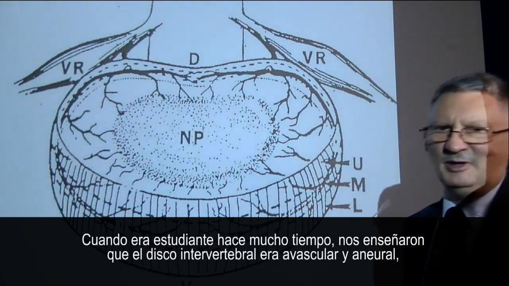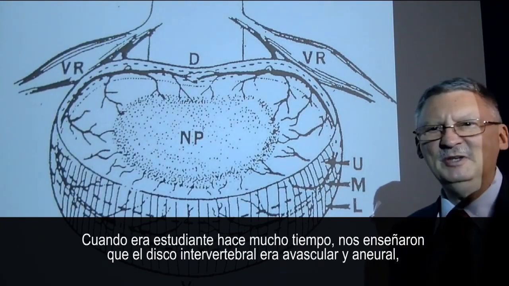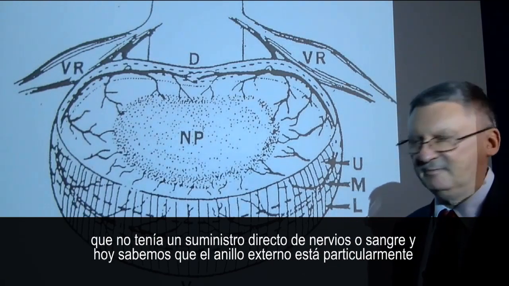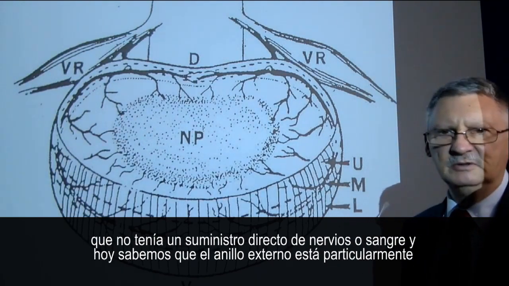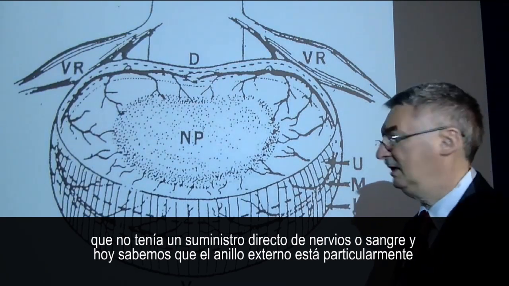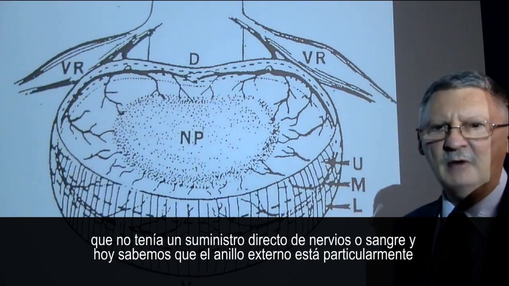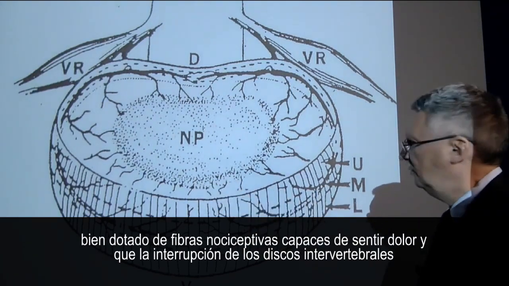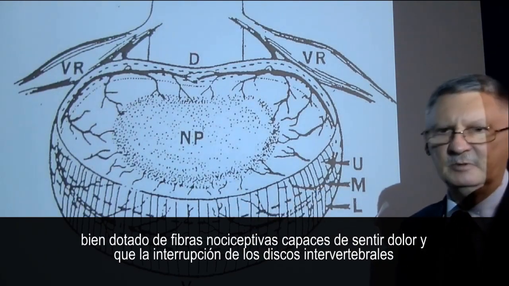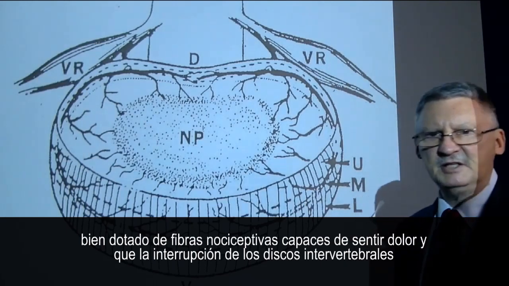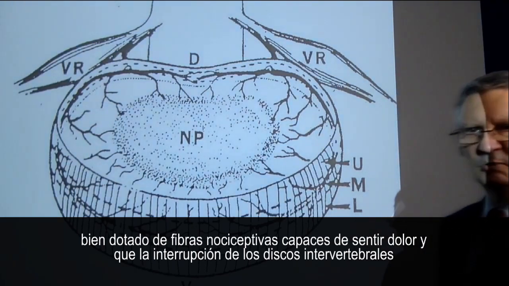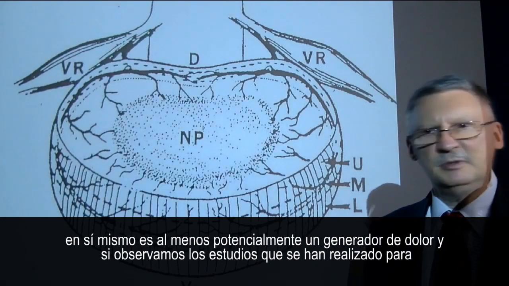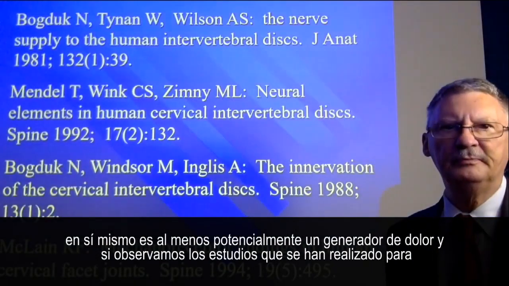When I was a student a long time ago, we were taught that the intervertebral disc was avascular and aneural, that it did not have a direct nerve supply or blood supply. And today we know that the outer annulus particularly is well endowed with nociceptive fibers, fibers capable of sensing pain, and that disruption of the intervertebral disc in and of itself is at least potentially a pain generator.